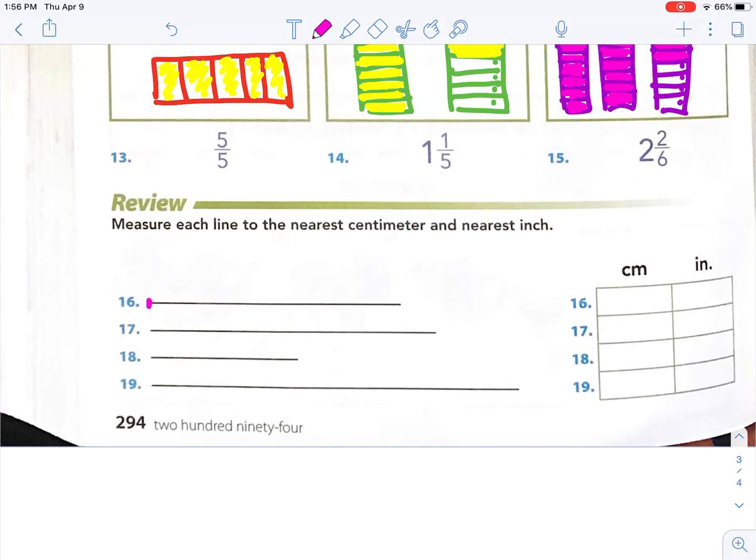Okay, measure each to the nearest centimeter. So you're going to get out your ruler, and nearest inch. Now, if it's a little before the centimeter or a little after, you're just going to round it to the nearest centimeter and the nearest inch, and you're going to fill it in. I'm going to pause the video. You are going to measure nearest centimeter and inch. So centimeter goes here, inch goes here.